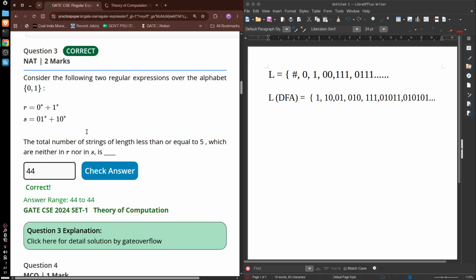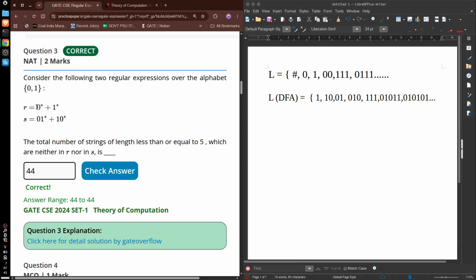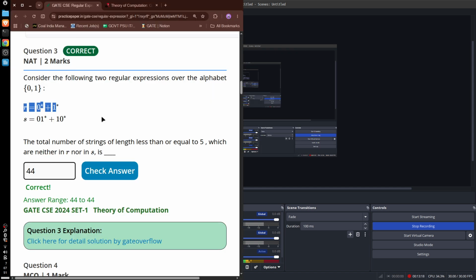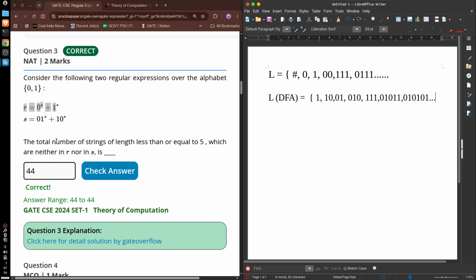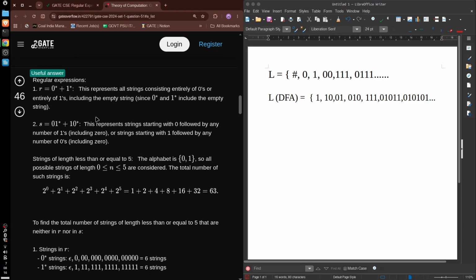Firstly, the question is: consider the following two regular expressions over the alphabet 0 1, right? R should be like 0 star plus 1 star, right? They are saying the number of 0s should be equal to the number of 1s, or 0, so it will be kind of 2 power 0, right? So 2 power 0 and 2 power 0. I can make 2 power 0 right here, but let me see. Okay, so in this we can make 2 power 0. So this is the correct answer.